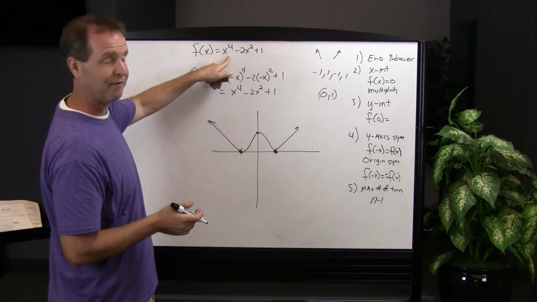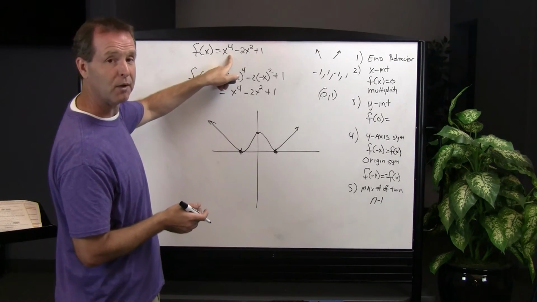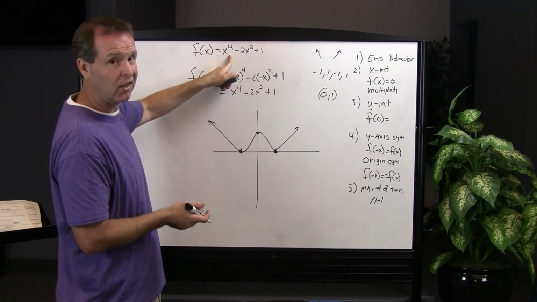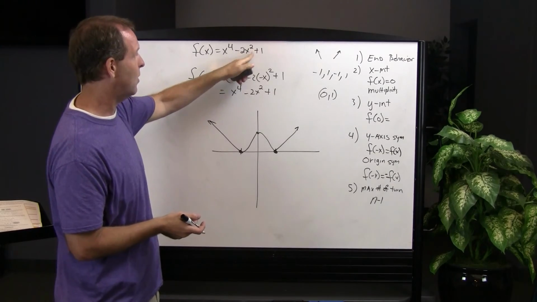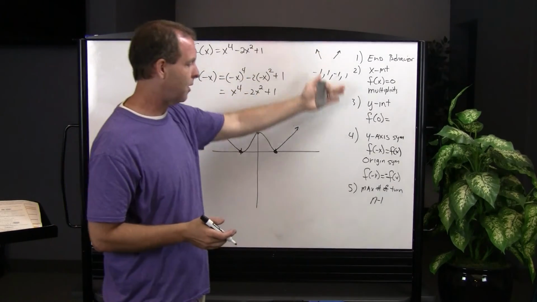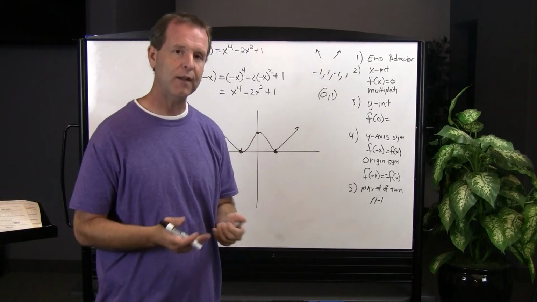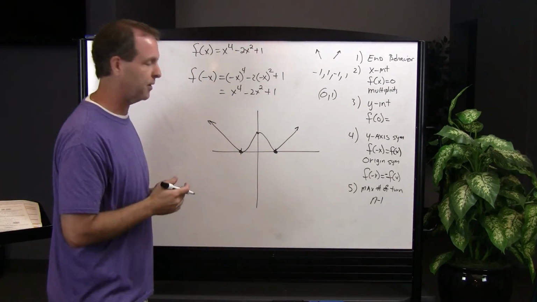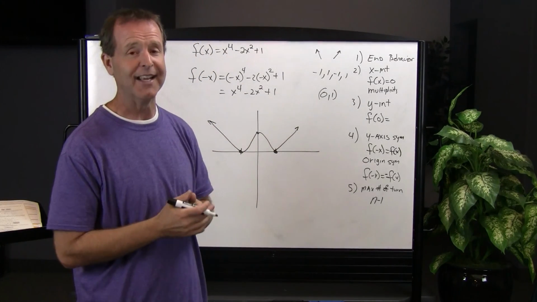I was able to graph a very complicated polynomial function. And I'm not kidding, these aren't easy. x to the 4th minus 2x squared plus 1. By going through this procedure very carefully, one step at a time, I was able to graph that. And that again is very cool.